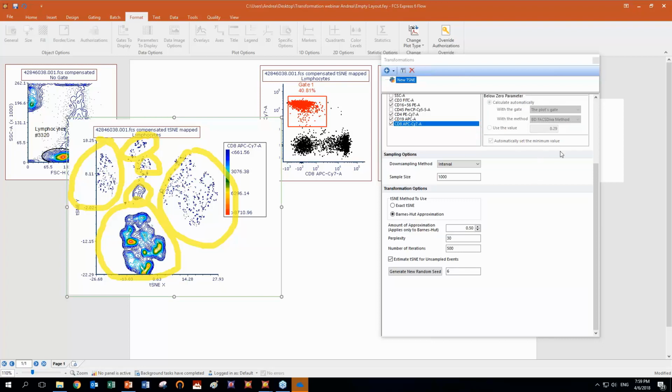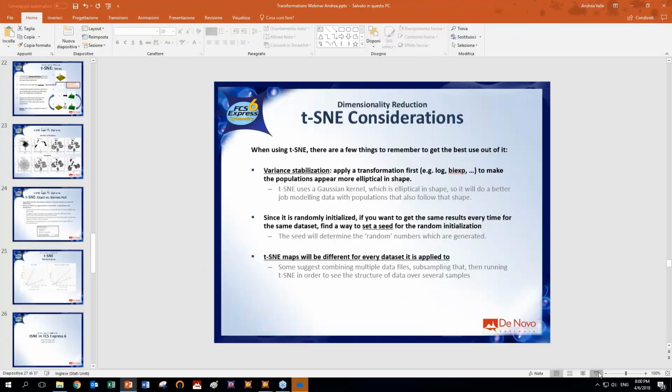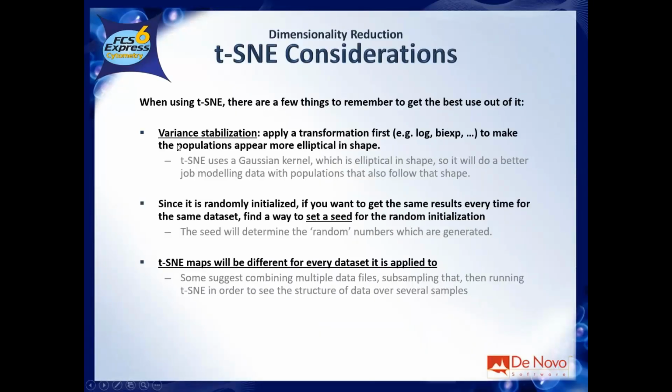So let me erase this and let me go back here. I will briefly tell you some considerations. Always remember to apply a parameter scaling. And when you want to run tSNE on multiple datasets, just remember to concatenate your files. I will not go into any details, just consider that we have a dedicated webinar. We did it a few days ago about concatenation. So feel free to have a look at it or just send us an email.